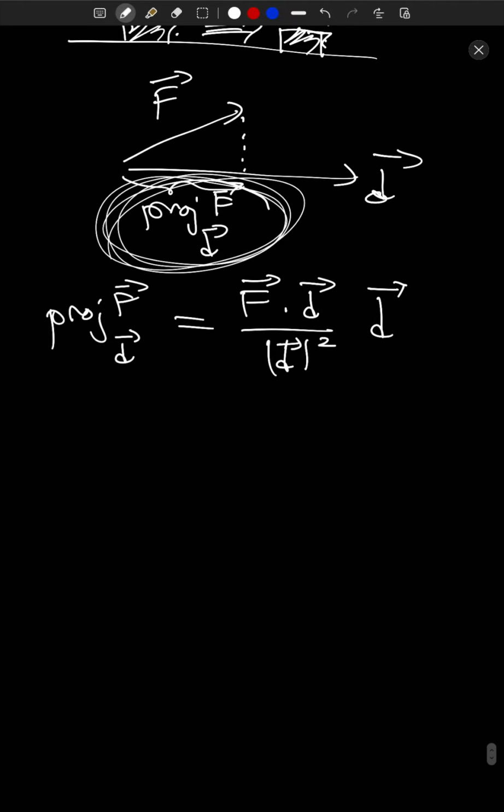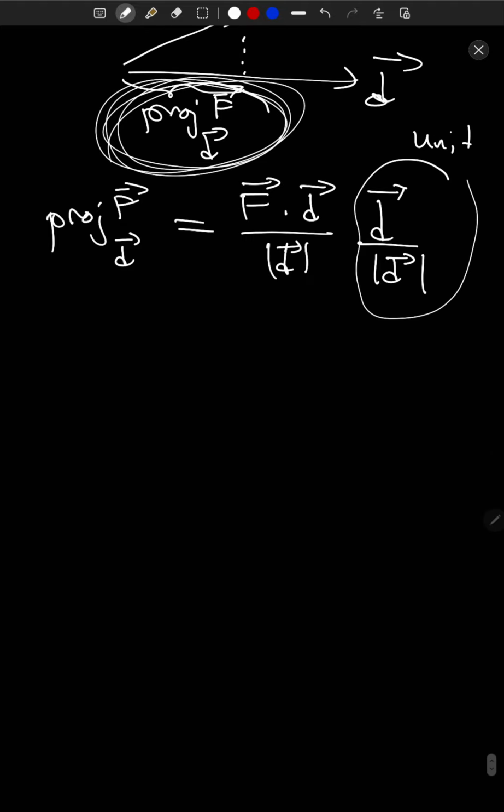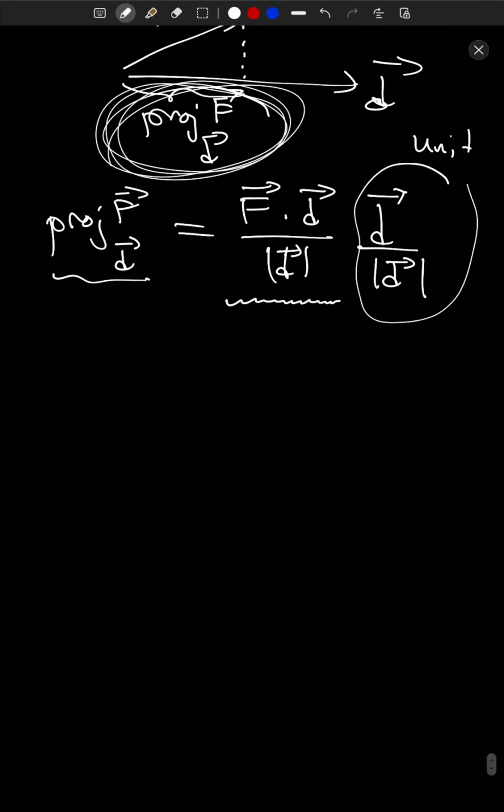Actually, let me write it like this, so that this thing on the left is a unit vector. If we do this, then we can see that this quantity here is the length of the projection. And in terms of just a number, it measures how much of the force is working to move the object from the left to the right. So this is the amount of the force that actually matters in terms of moving the object from the left to the right.